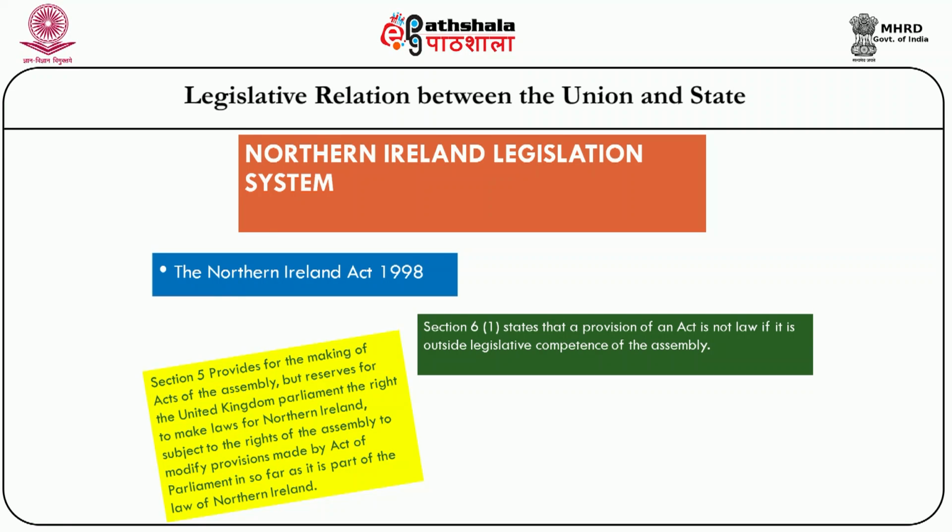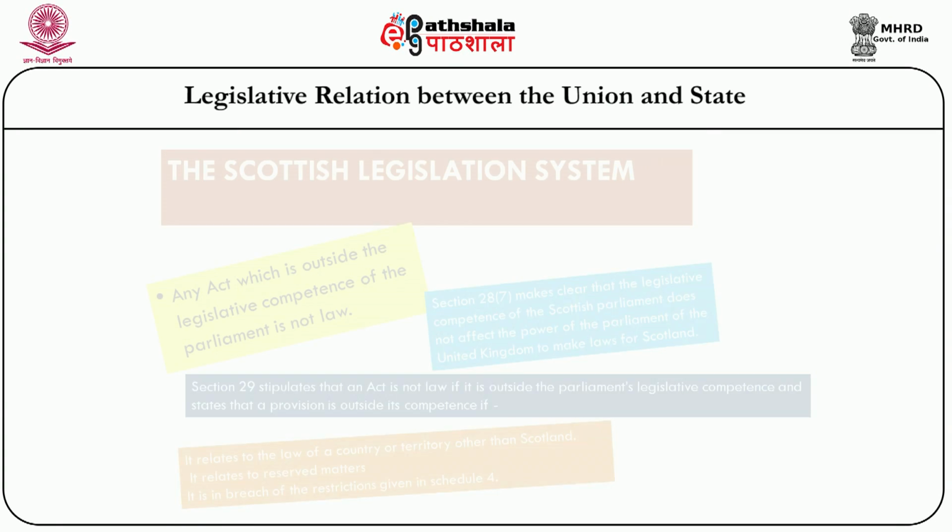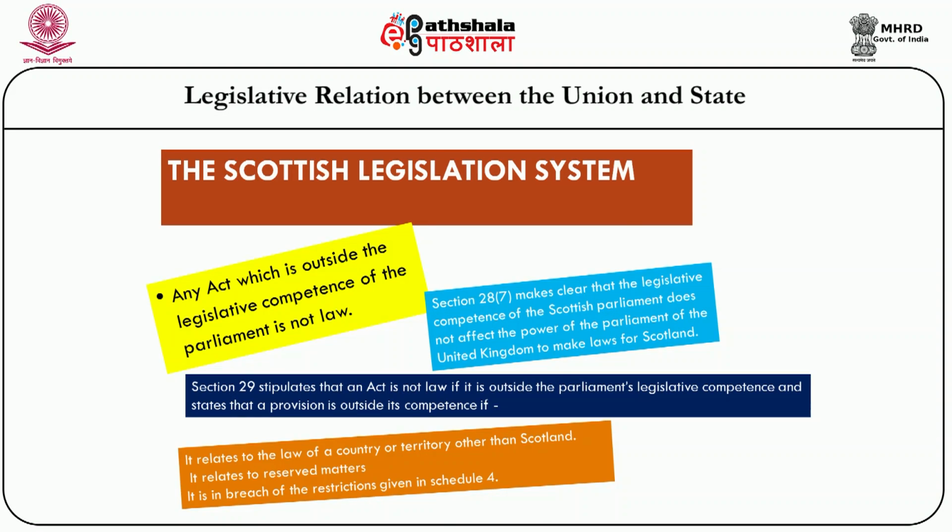So students, here again I would like to compare this Northern Ireland legislative system and the Indian legislative system with the Scottish legislative system. Now, to explain the Scottish legislative system, the Scottish Parliament has the power to make acts of the Parliament which should be within the sphere of competence. It is laid down in the Act, and any act which is outside the legislative competence of the Parliament is not law.